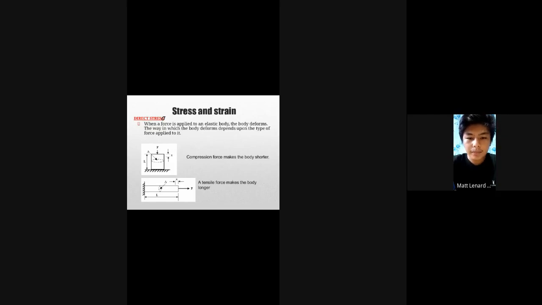So tensile and compressive forces are called direct forces. Stress is the force per unit area upon which it acts. So stress is equal to force over area. The unit is Pascal or Newton per meter square. The symbol for stress is sigma. It is written as sigma equals F over A. Most engineering fields use kilopascal, megapascal, and gigapascal.